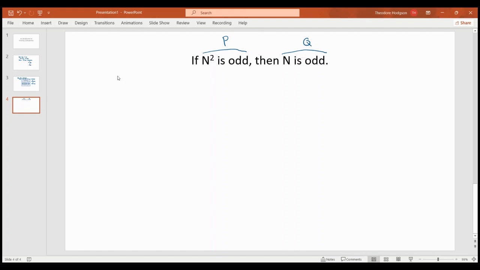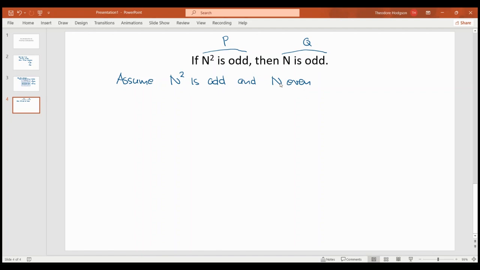So in proof by contradiction, we're going to assume that P is true and Q is false. Our assumption: assume that n squared is odd and n is even. Now we know that can't be true, because we know that the original statement is true. We've already proven it in class. So this assumption has to lead to a contradiction. Our goal now is just to find it.